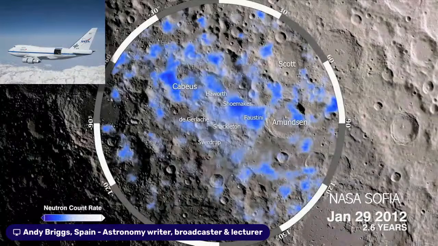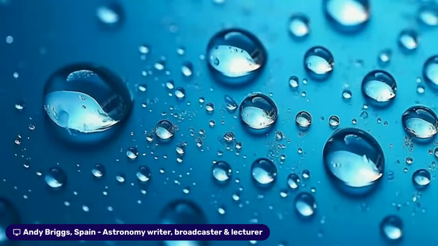Now, the NASA flying observatory, SOFIA, which, as you may know, was an infrared telescope in a modified 747, looked at the south pole of the moon, and this is what it saw. And you can see here that this is basically telling us that this is water, and lots of it at the lunar south pole. So this is all very exciting.